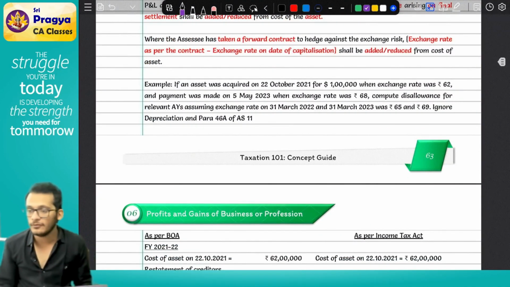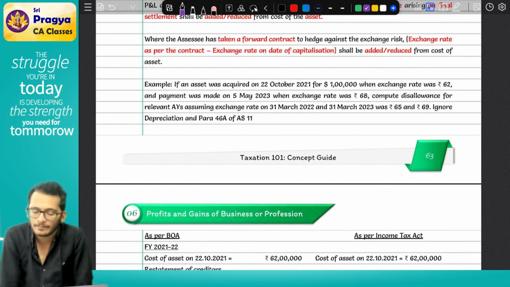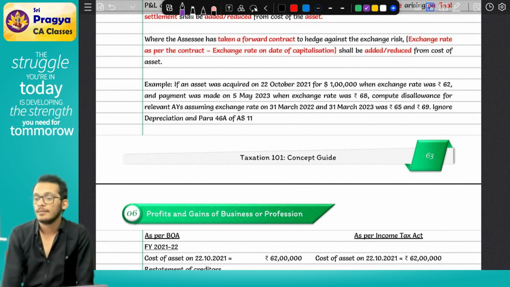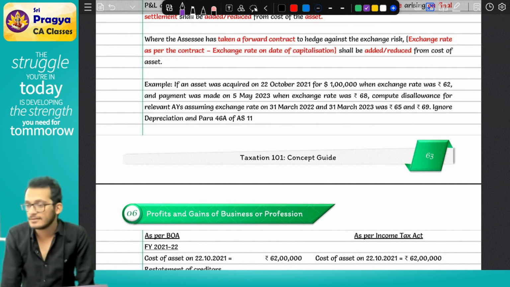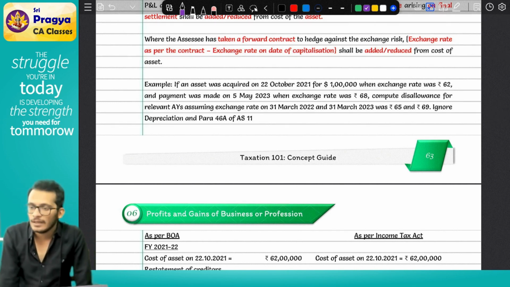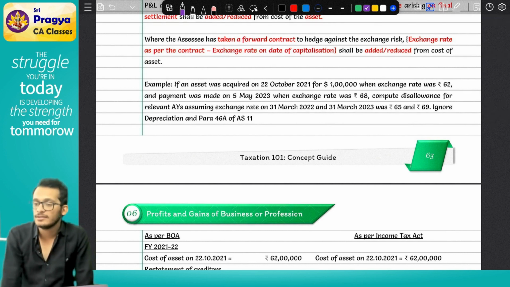Then what happened? You made the payment on 5th May 23 at a price of 68. You had already recognized 7 lakhs. You should have only recognized 6 lakhs. So you came and said, boss, I have extra recognized 1 lakh. I will reverse this 1 lakh, so I will offer it in my P&L.